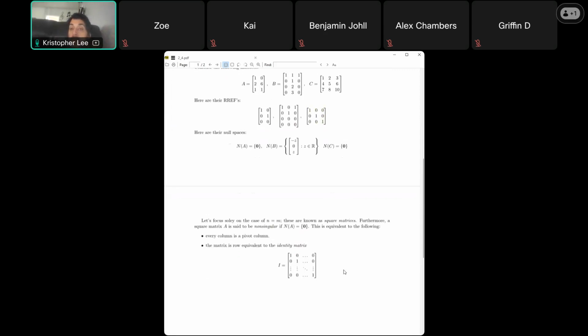So note, if you are row equivalent to this, that has to be your RREF, because note that matrix is in reduced echelon form, and note that this means that every column is a pivot column, which would then mean that your matrix is non-singular. So all three of these things mean the same thing. Being non-singular means your null space is trivial, means all your columns are pivot columns, means that you're row equivalent to the identity matrix.